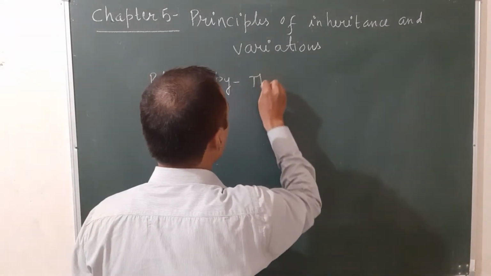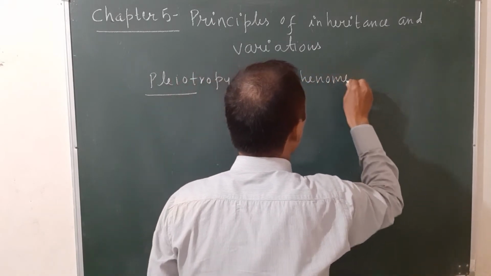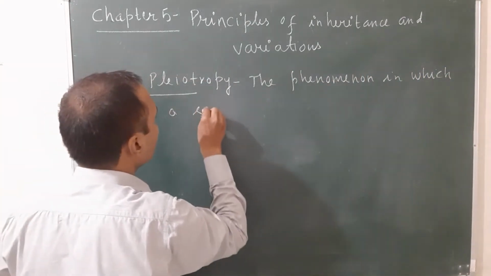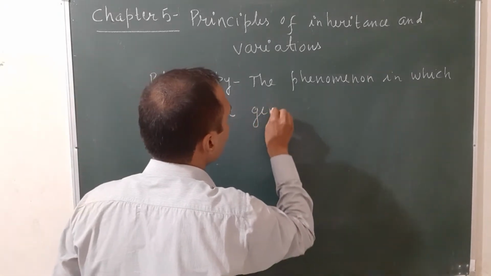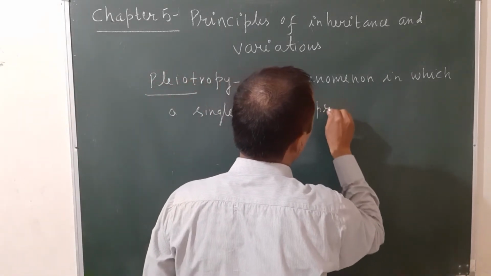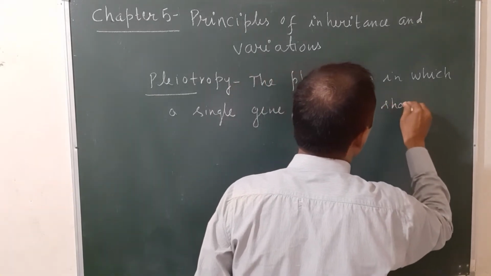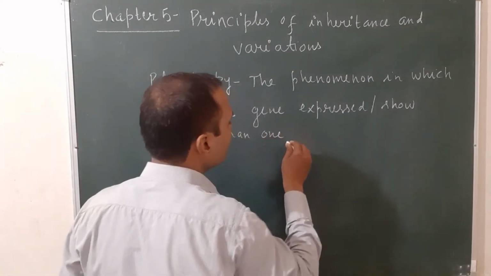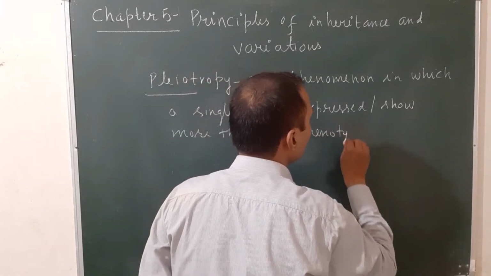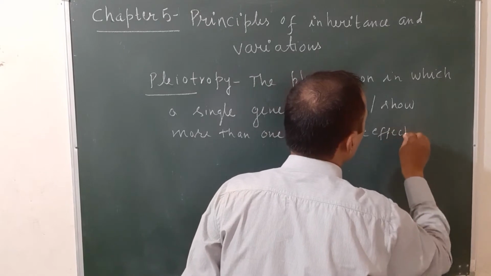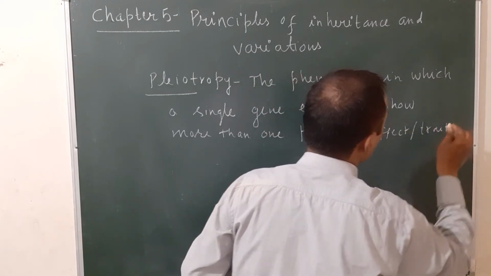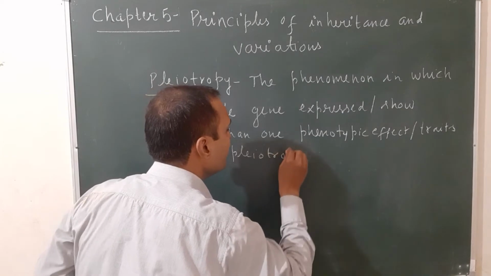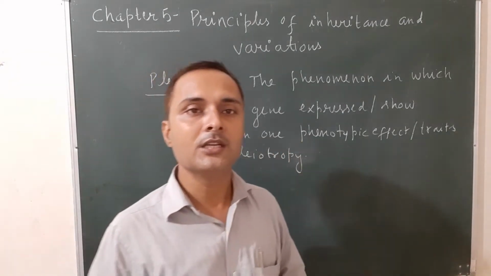So let us see the phenomenon in which a single gene expresses more than one phenotypic effect, or you can say traits, or you can say characters, called pleiotropy, and such type of gene is known as pleiotropic gene.